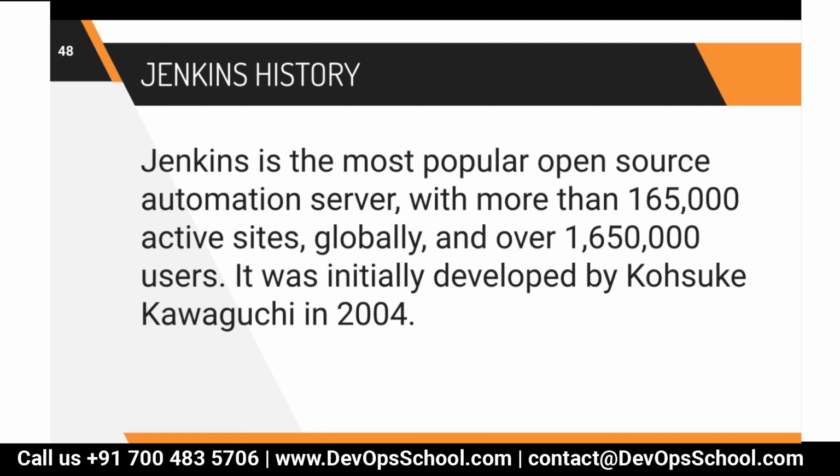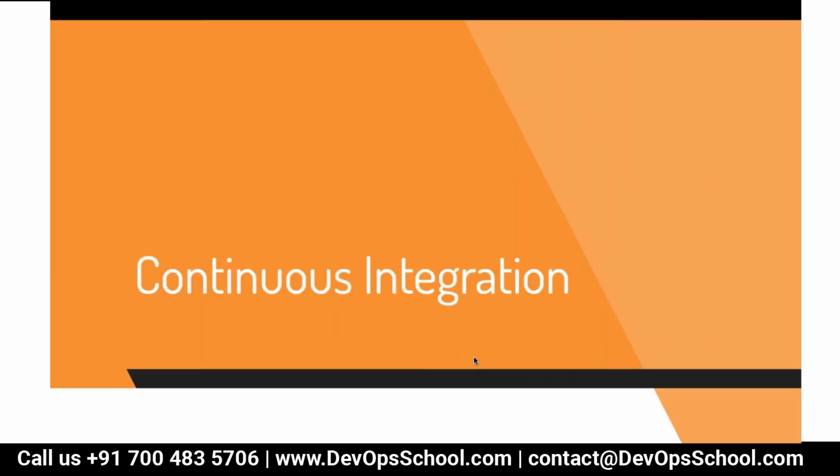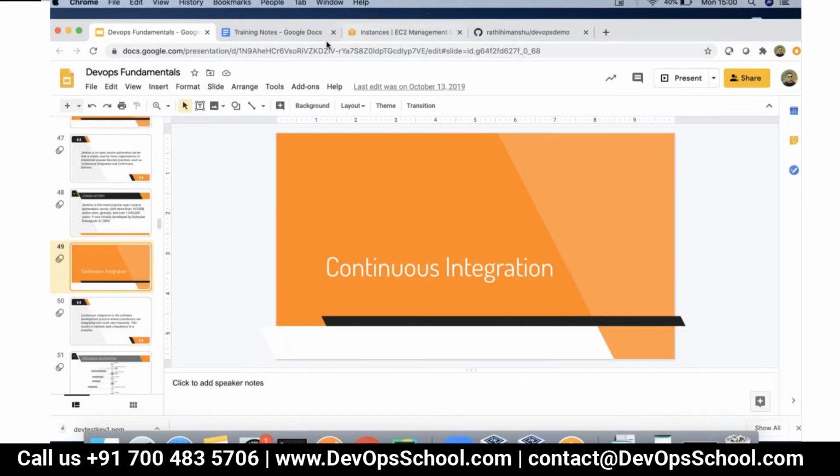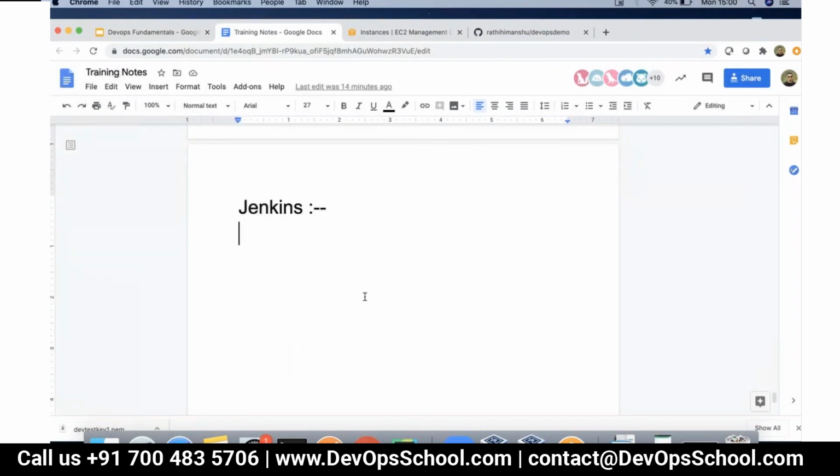It was initially developed by a guy called Kosuke Kawaguchi in 2004. The product was initially called Hudson. Now they call it Jenkins. Installing and working on it is pretty straightforward, so we'll take a look at how you install it.